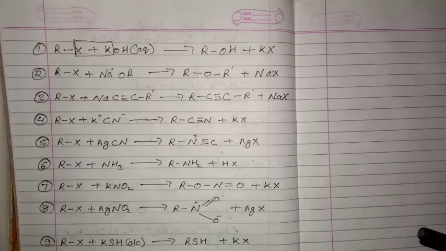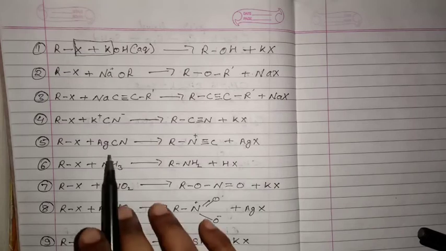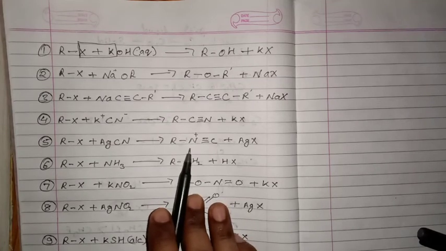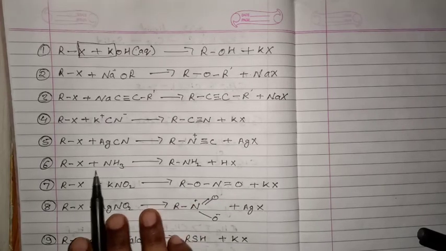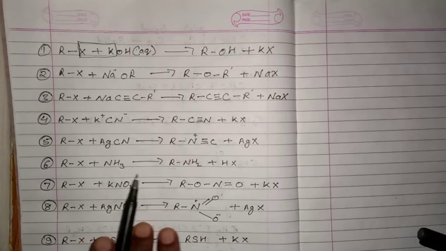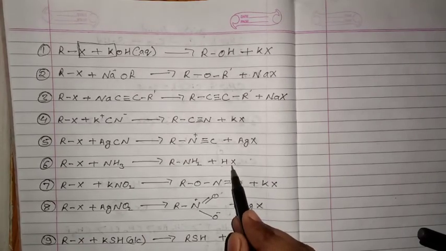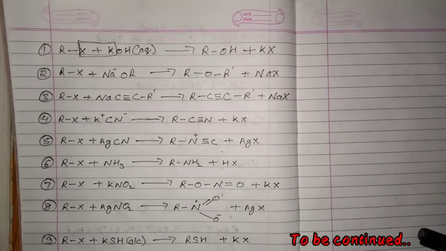Silver cyanide is predominantly covalent and reacts with the alkyl halide to form isocyanide. So generally, due to its covalent nature, it has a tendency to combine from the nitrogen side, so it forms isocyanide. Then next is substitution by the amino group. When this haloalkane reacts with ammonia, hydrogen halide is removed, and the NH2 is added to the alkyl group and forms an amine.